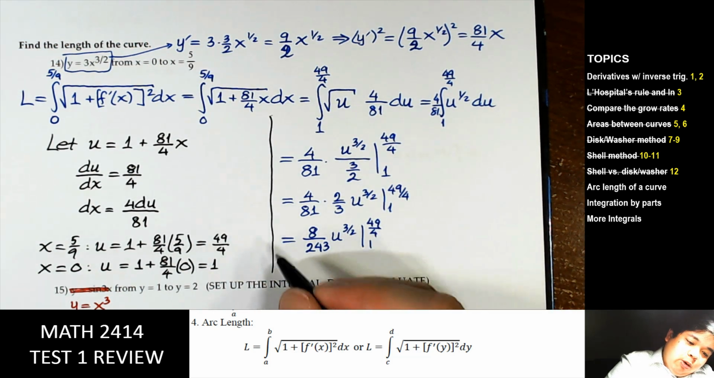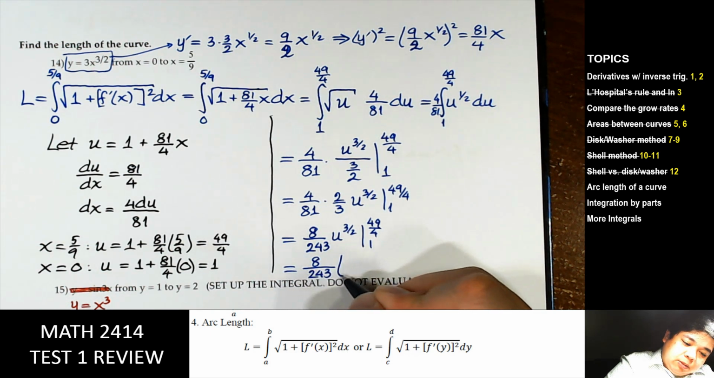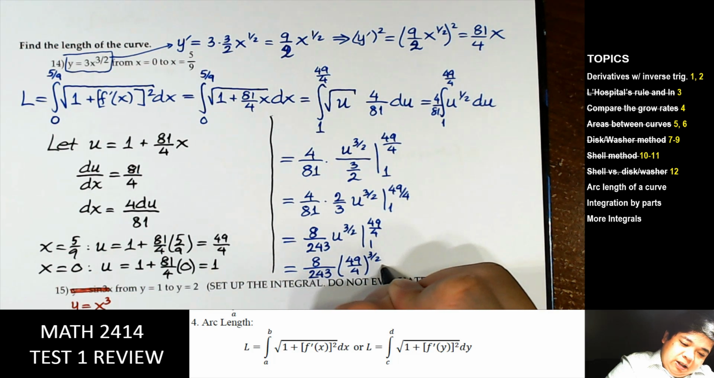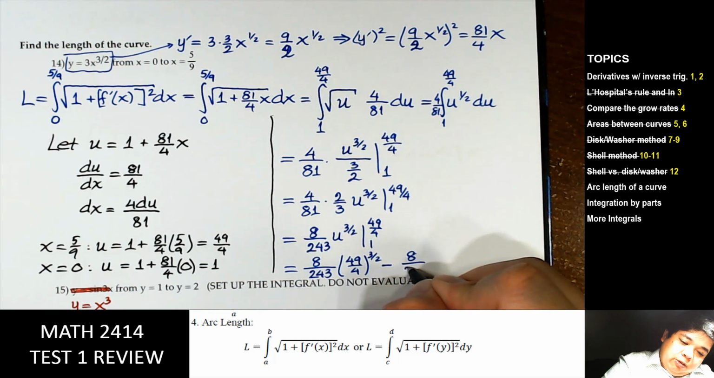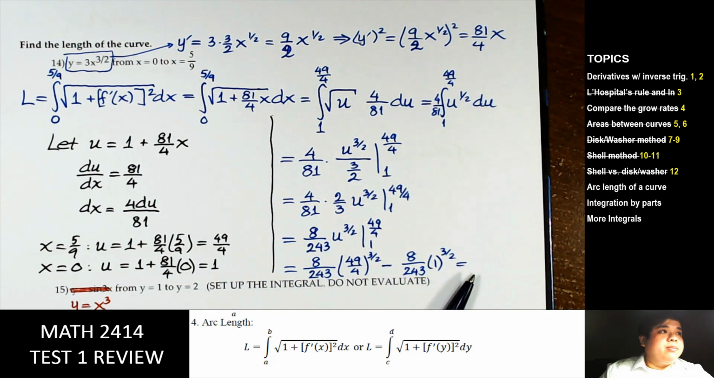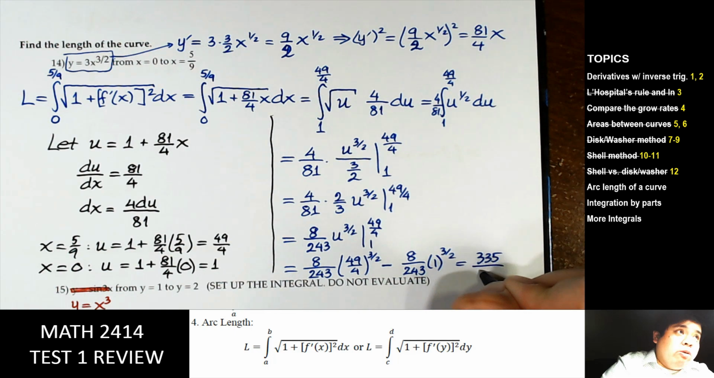Then putting 49 over 4 and 1 in, you have 8 over 243 times 49 over 4 to the 3/2, minus 8 over 243 times 1 to the 3/2. Actually, I entered that in the calculator earlier to save time, which is this one. And we have that, which converts to a fraction of 335 over 243.